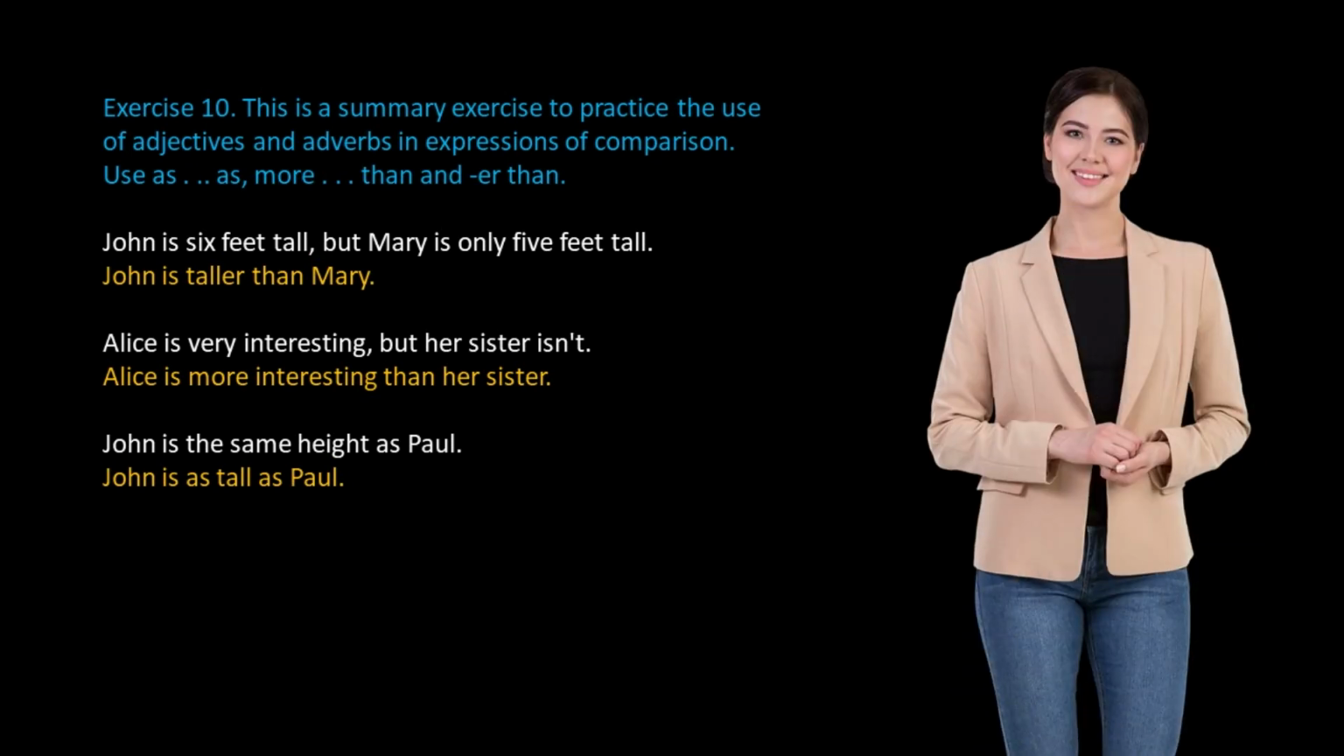Exercise 10. This is a summary exercise to practice the use of adjectives and adverbs and expressions of comparison. Use as, more than, and than. John is 6 feet tall, but Mary is only 5 feet tall. John is taller than Mary. Alice is very interesting, but her sister isn't. Alice is more interesting than her sister. John is the same height as Paul. John is as tall as Paul. Now, please do the following exercise. You can pause your video while doing your exercise.